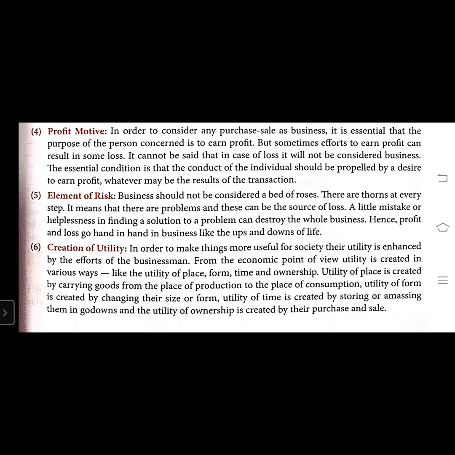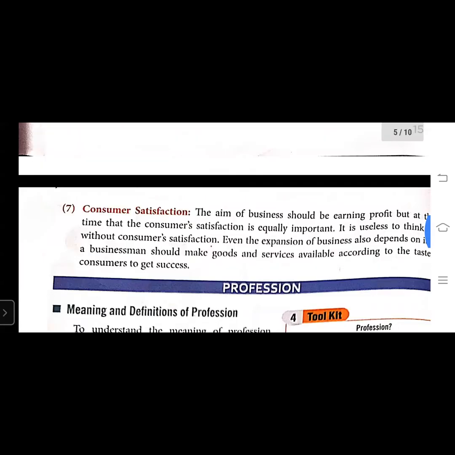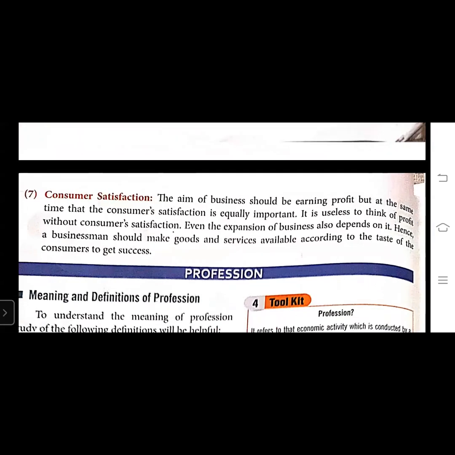Okay, so the next point is consumer satisfaction. This is the last characteristic, consumer satisfaction. The main aim of business should be earning profit, but at the same time consumer satisfaction is equally important.